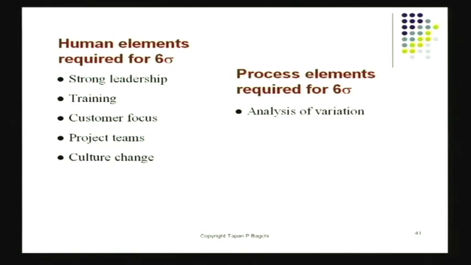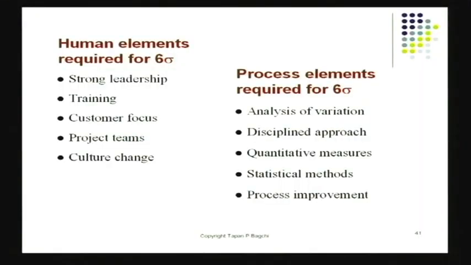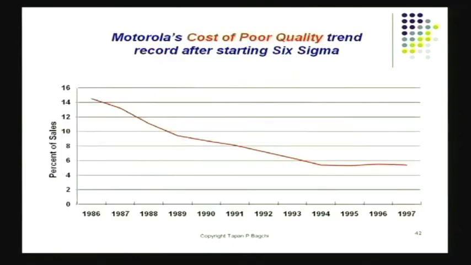On the process side, analysis of variation has to be done. A disciplined approach has to be taken to try to impact the process. Quantitative measures have to be there. You should be able to measure them on a scale. Statistical methods have to be used. And of course, process improvement is the mission. All of these things must be there. If these things are all there together, you're bound to succeed with a Six Sigma project. So when you're doing a Six Sigma project, bring up this slide and use it as a checklist to make sure you've really taken care of each of those items to be able to move forward.